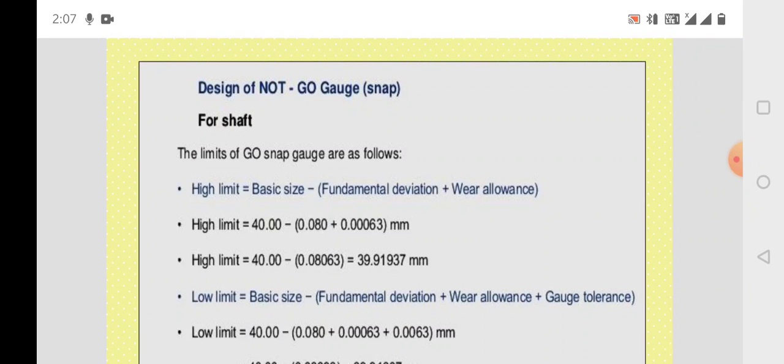Plug gauges आपण होल साठी यूज करतो, स्नॅप गेजेस कशासाठी यूज करतो, शाफ्टसाठी, कारण एक्सटर्नल डायमीटर आपल्याला पाहायचं असतं, वेदर इट इज विदिन द लिमिट ऑर नॉट. So the limit of go snap gauge: higher limit is equal to basic size minus FD plus wear allowance. So it is 40 minus FD, म्हणजे तो अंडर साइज आहे, मायनस केला आपण FD अंडर साइज असल्यामुळं, मायनस 0.080 प्लस this is the wear allowance 10%, that is 0.0063. So higher limit is coming out to be 39.91 mm.